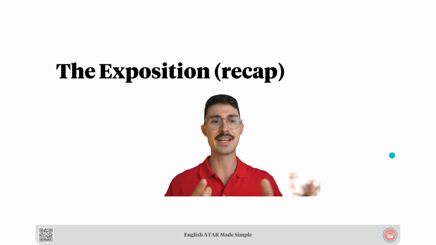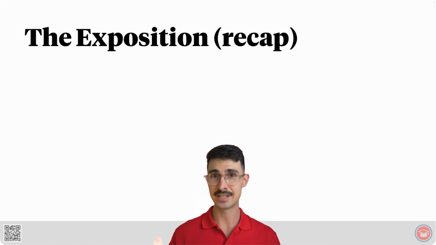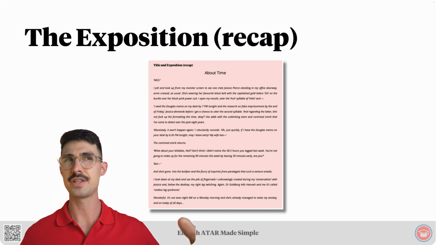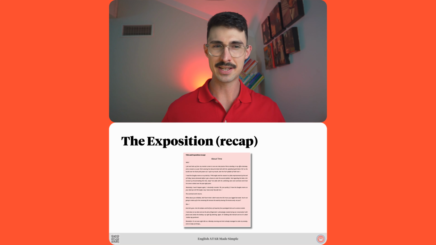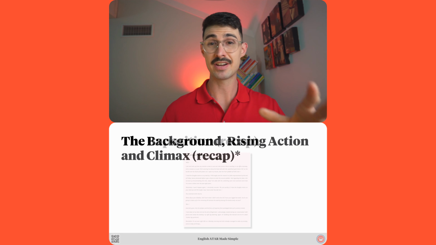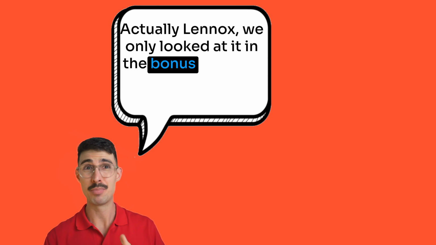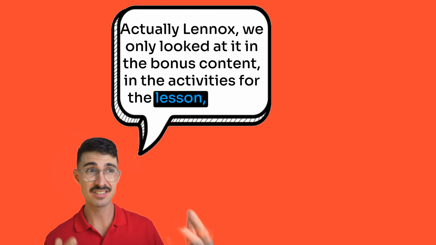Here is a recap of the exposition for example 1. Example 1 is titled About Time. We looked at this 2 lessons ago. 1 lesson ago, we looked at the background, rising action, and climax. Actually, Lennox, we only looked at it in the bonus content in the activities for the lesson. Duh. Okay.